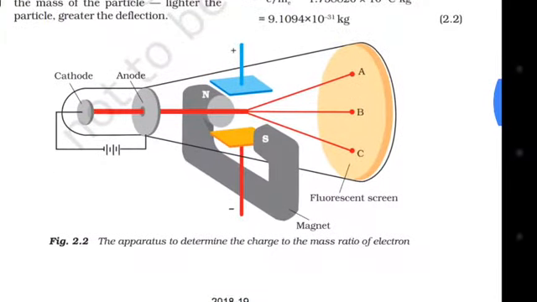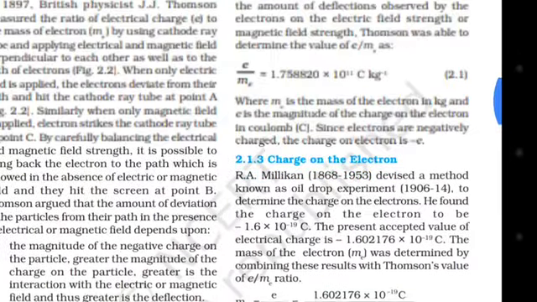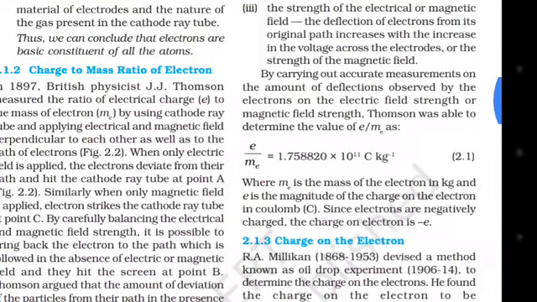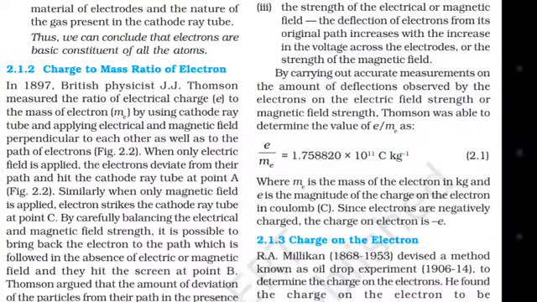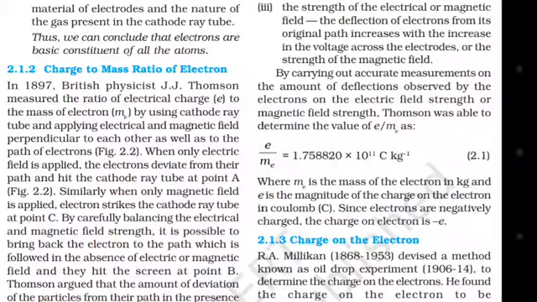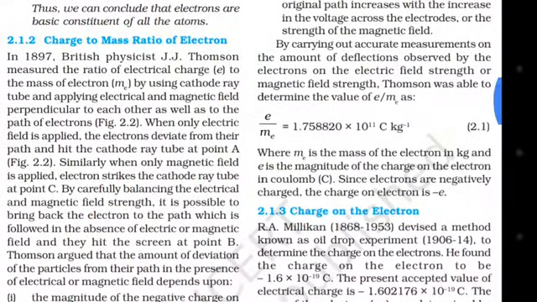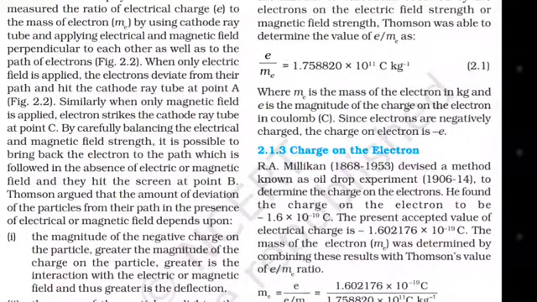Yes, we have shown that in Figure 2.2. Now, when only electric field is applied, the electrons deviate from their path and hit the cathode ray tube at point A. Similarly, when only magnetic field is applied, electron strikes the cathode ray tube at point C. By carefully balancing the electrical and magnetic field strength, it is possible to bring back the electron to the path which is followed in the absence of electrical or magnetic field, and they hit the screen at point B.